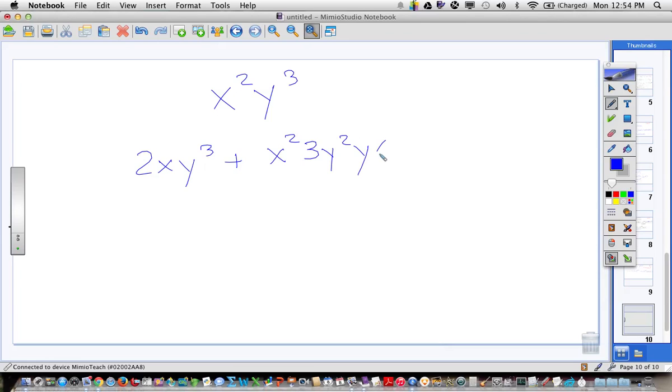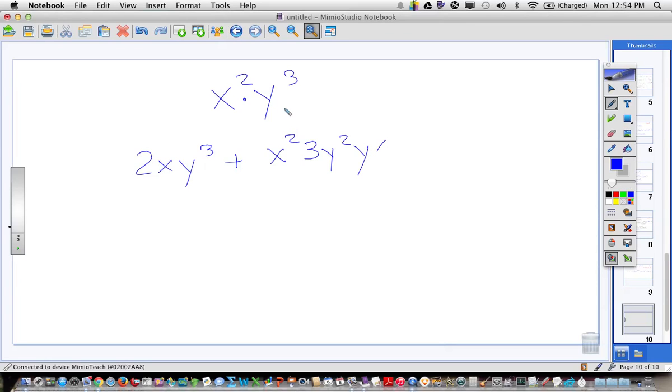Okay, so when we go to do the derivative of the first, it's 2x. We leave the y cubed alone, and then we reverse that, the x squared left alone, and then when we do the derivative of y cubed, we get 3y squared y prime.